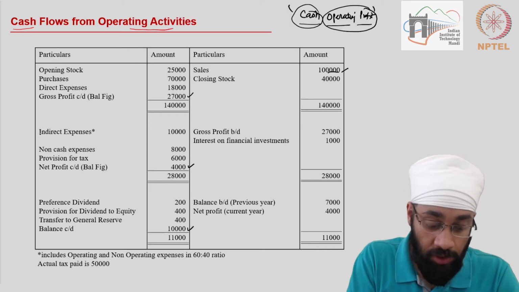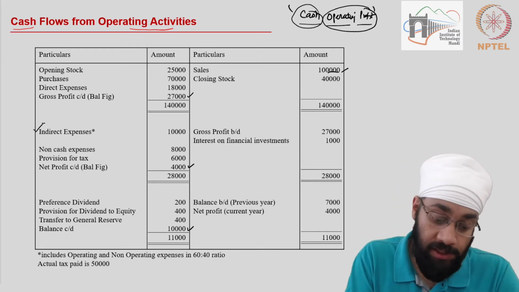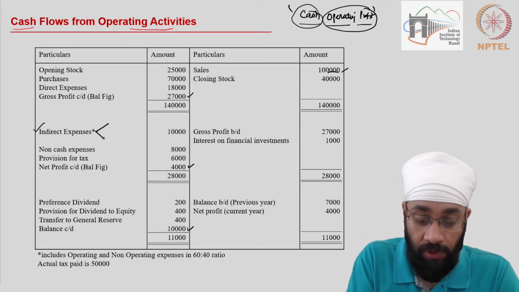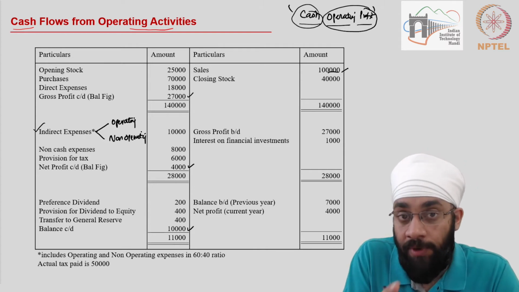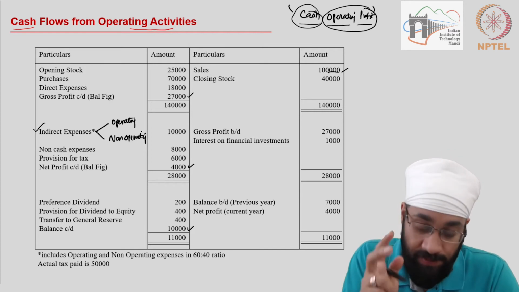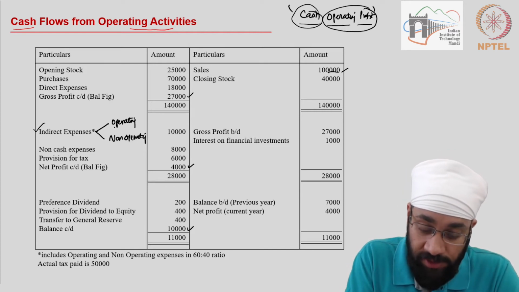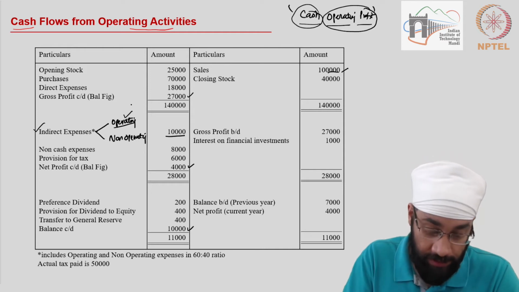And then you look at the rest of the expenses. Now you have indirect expenses. We are fine with indirect expenses, but there are two types of indirect expenses. These can be operating expenses or non-operating expenses. What are we looking for? We are looking for cash operating profit. We are not going to deduct non-operating expenses. Therefore, what is the portion of 10,000 which is operating in nature?